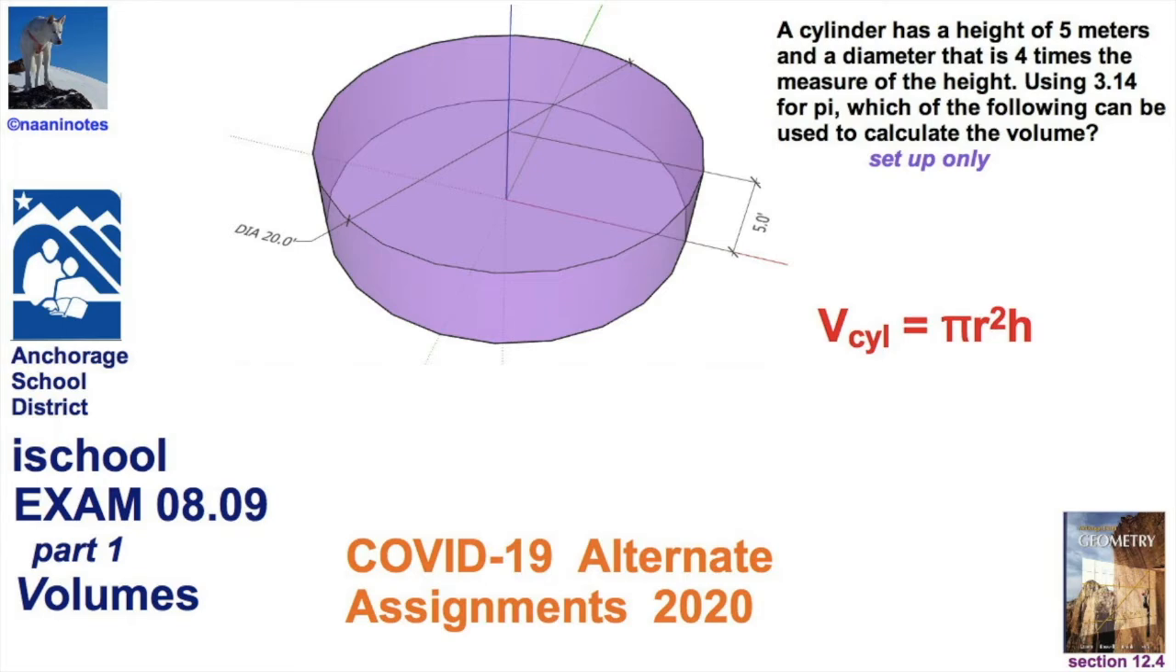And I believe the way they want you to put in the answer is with the substitution and the units. And I think they ask you to replace the pi with 3.14. But remember, take whatever the diameter is and divide by 2. Because your diameter, what did it say? It says a diameter is 4 times the measure of the height. So again, this diameter is 20. In this example, it's 4 times the 5.